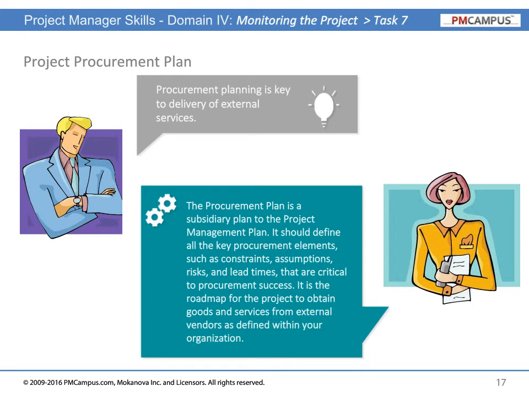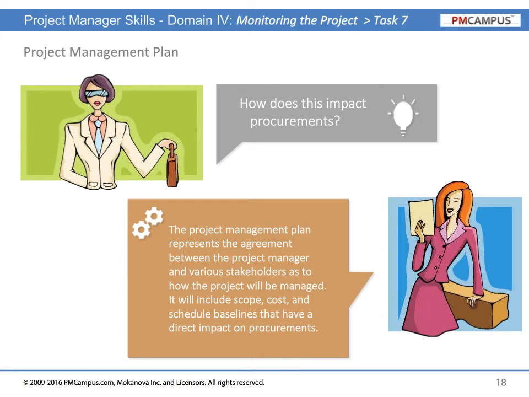Procurement planning is key to delivery of external services. The procurement plan is a subsidiary plan to the project management plan. It should define all the key procurement elements, such as constraints, assumptions, risks, and lead times, that are critical to procurement success. It is the roadmap for the project to obtain goods and services from external vendors as defined within your organization. How does this impact procurements?